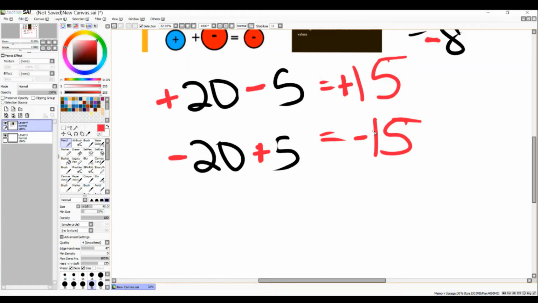If you draw a number line and do it yourself, you'll be able to see that the outcome will be negative. 20 is bigger than 5, and 20 carries a negative value. Therefore, the outcome must be negative.